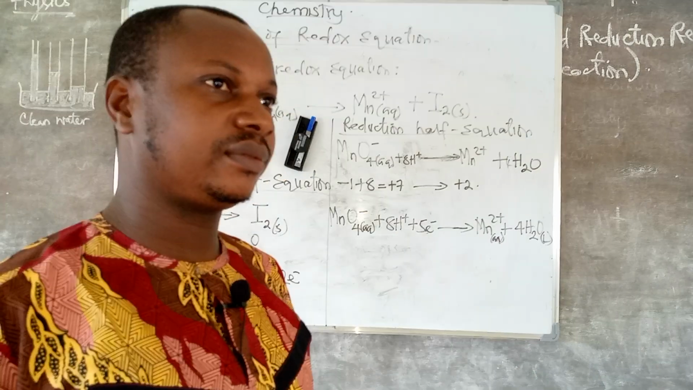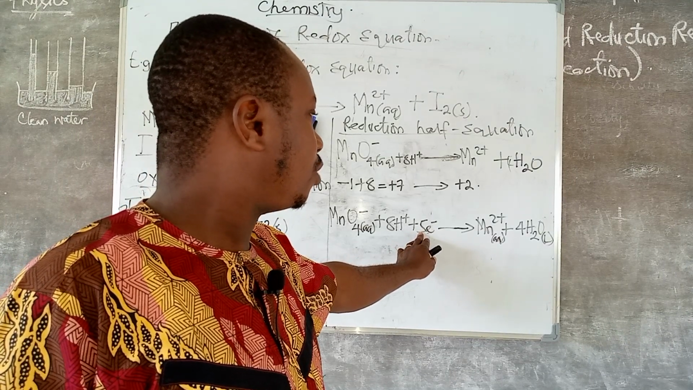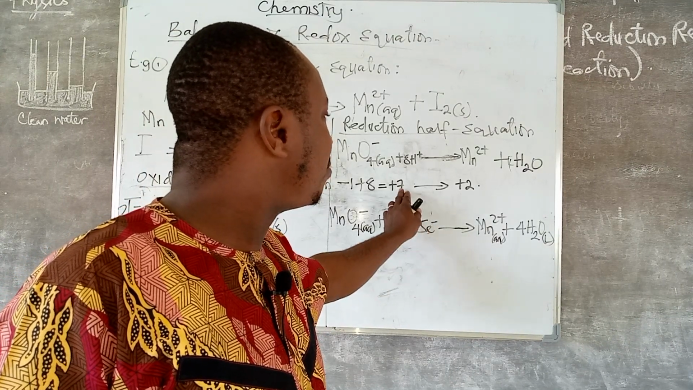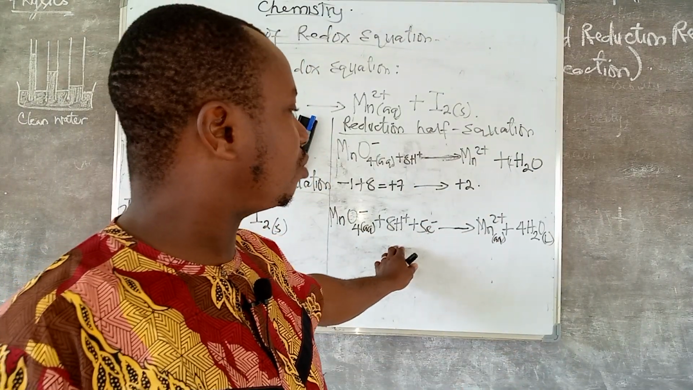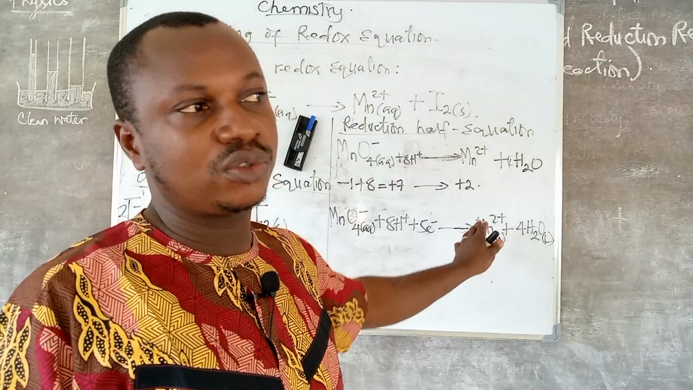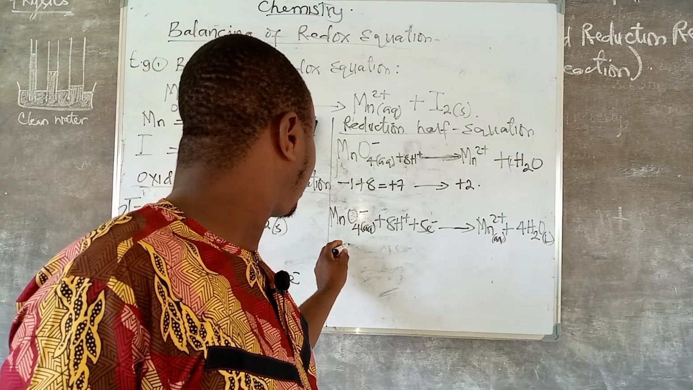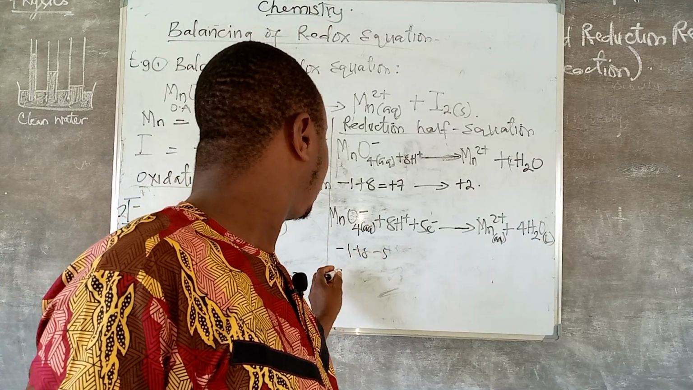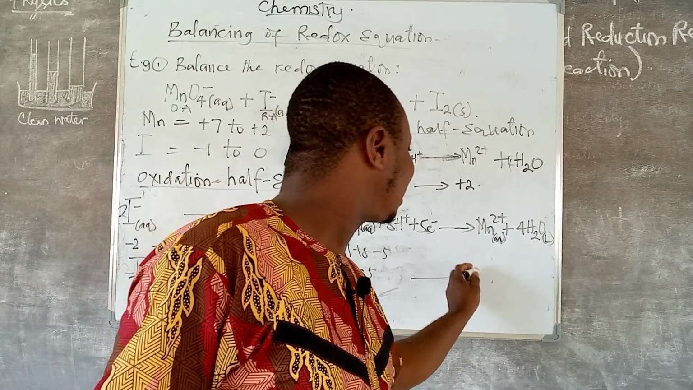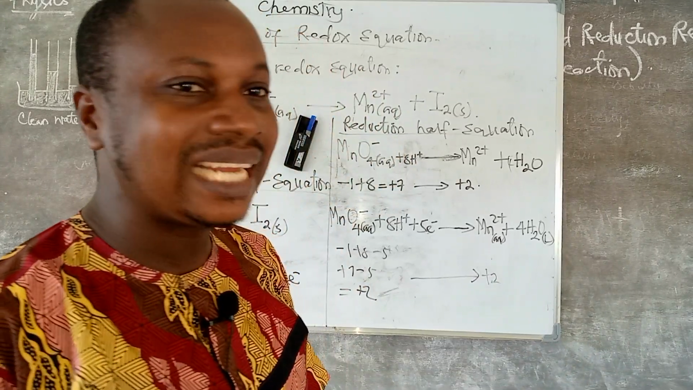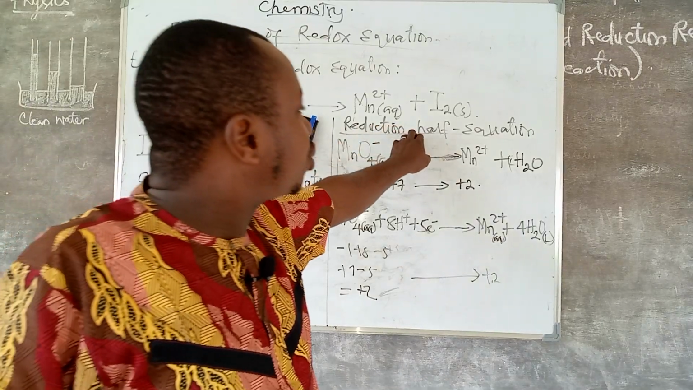Look at what I did. I added 5 electrons here. So that these 5 electrons I added now, when you minus +7 minus 5, it will give us +2, which will balance this side, which is +2. So that is it. -1 plus 8 minus 5. Here is +7 minus 5, which will give us +2, which will balance this side, which is +2. So I added 5 electrons at the left hand side for reduction half equation.